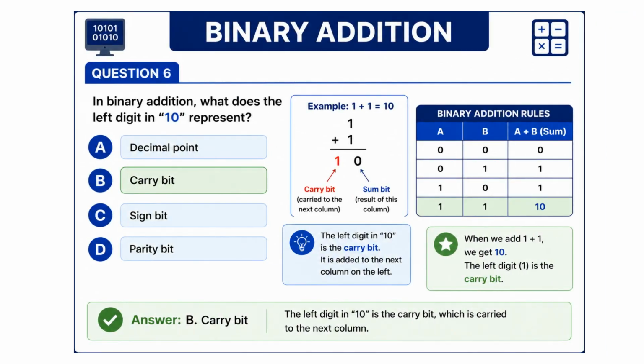Let's test your understanding. When 1 plus 1 equals 10 in binary, what does the left digit represent? The answer is the carry bit. The 0 is written in the current column, while the 1 is carried to the next column on the left. This carry bit is then added during the next step of the calculation. So, the correct answer is option B, carry bit.